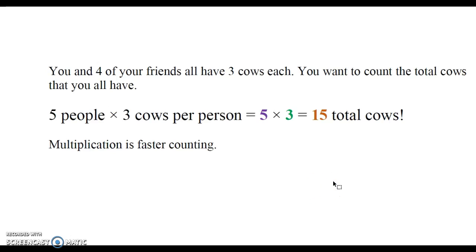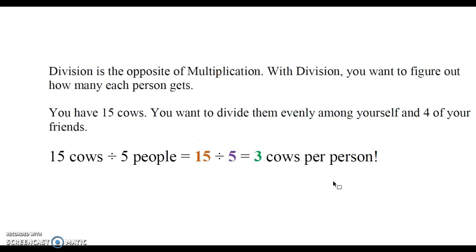Now, multiplication has an opposite. You do something, you can undo it, right? What is multiplication's opposite? Division is the opposite of multiplication. With division, you want to figure out how many each person gets. So you're basically trying to break a big number into smaller groups. So, for example, if we kind of do this backwards, what if you have 15 total cows and you want to divide them evenly among yourself and 4 of your friends? Okay, 15 cows divided by 5 people, and we get 3 cows per person.